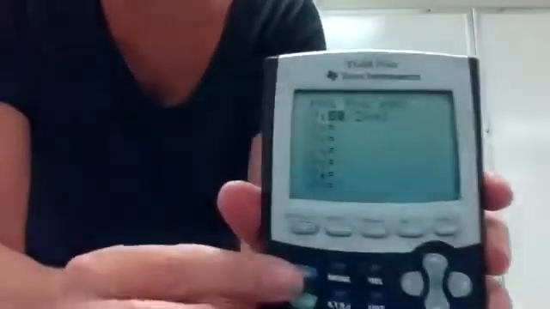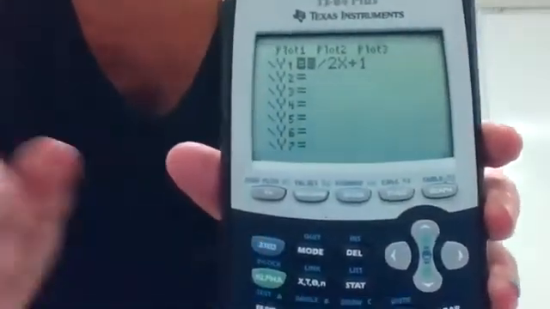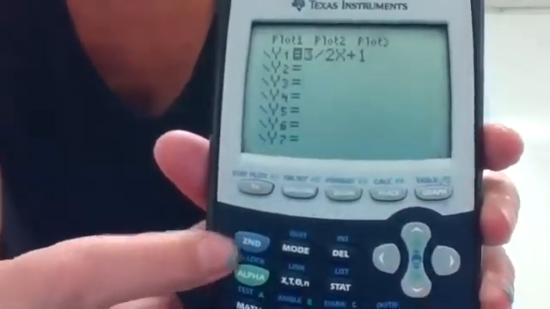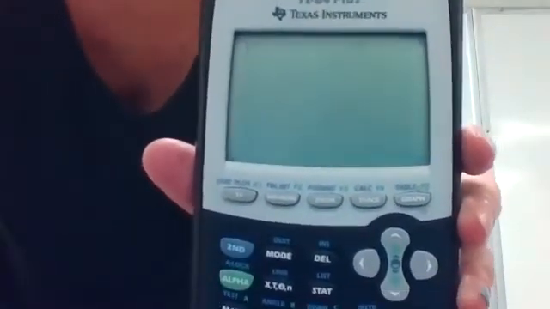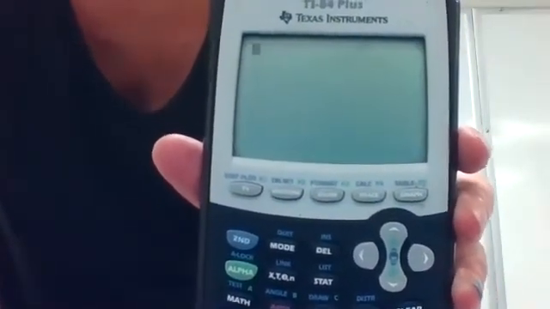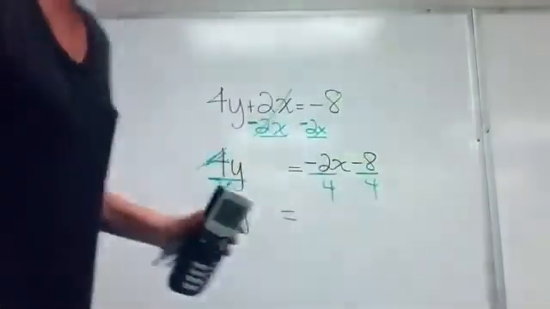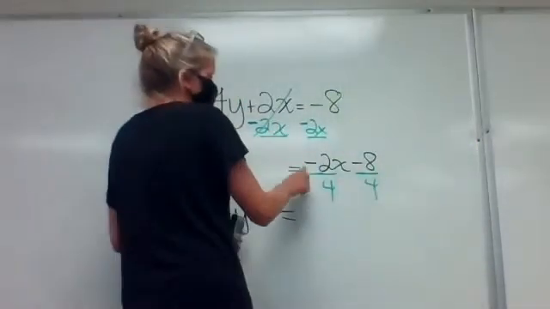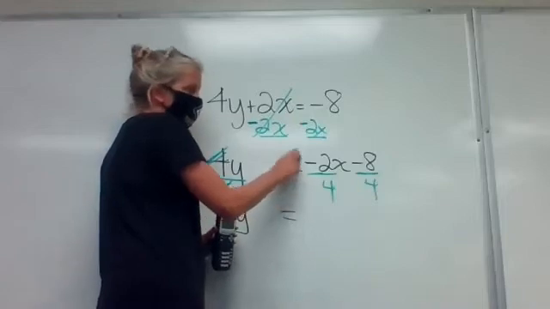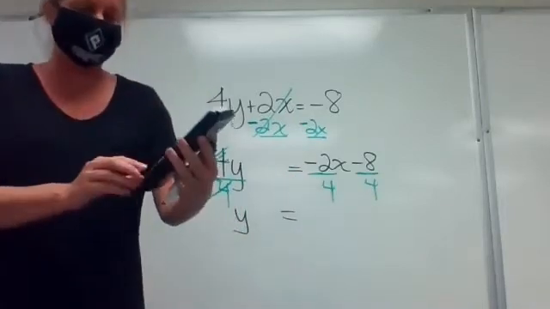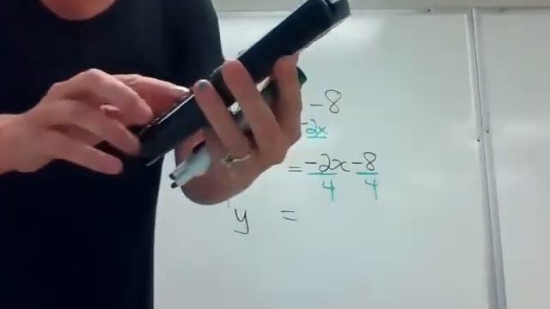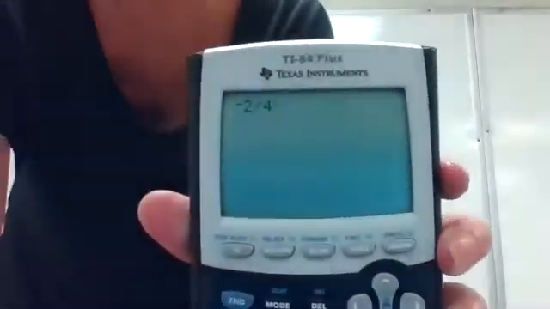Now, if you're stuck on this, anytime you're trying to get back to just the home screen, hit this second button and then the button right next to it. That takes you back to the home screen. That's just quitting. So I'm not sure. Sometimes people get this confused if it's 1/2 or 2. So this right here, just type it in exactly like you see it. Negative 2 divided by 4.